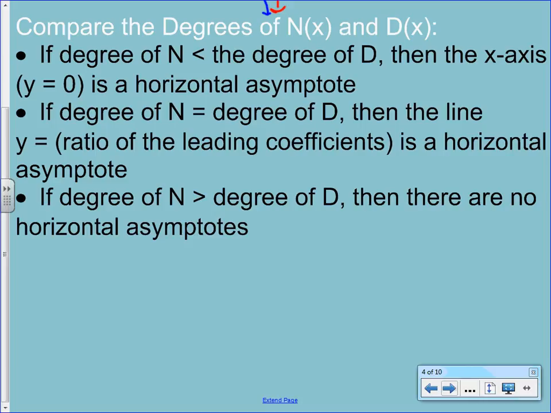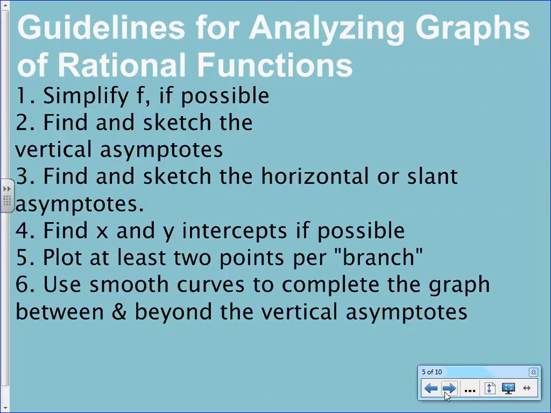But before we get to the examples, I want to talk about the process you should take to graph these. So the first thing I said was that your function needs to be simplified. Simplify f if possible, which probably means you're going to need to factor both the numerator and denominator, all right, to see if anything can cancel.